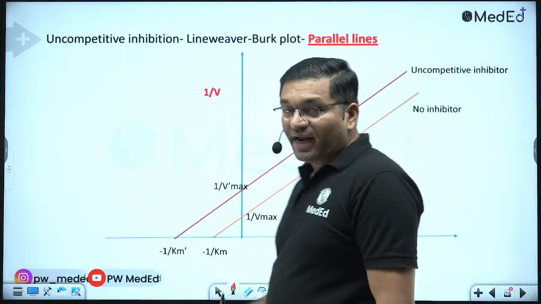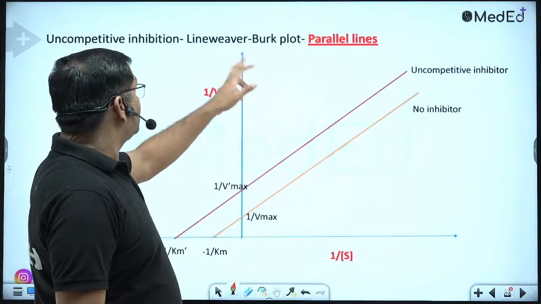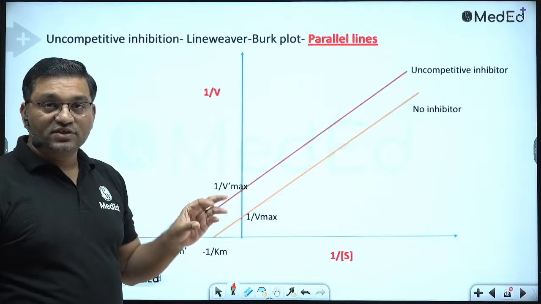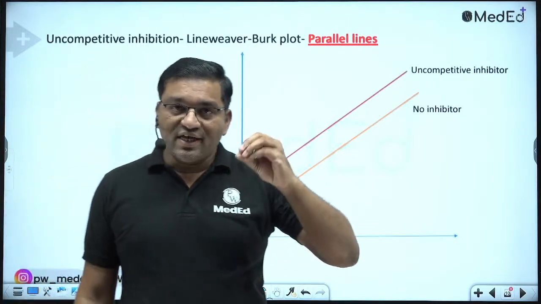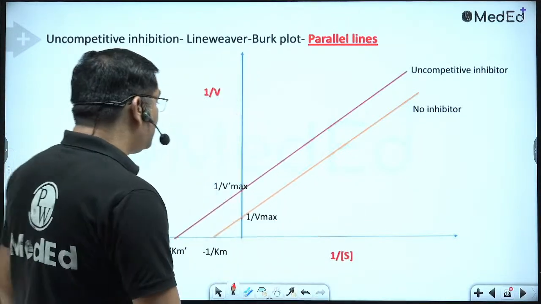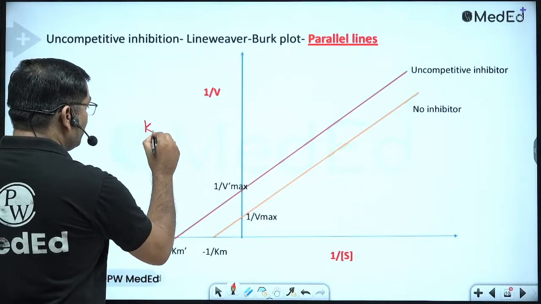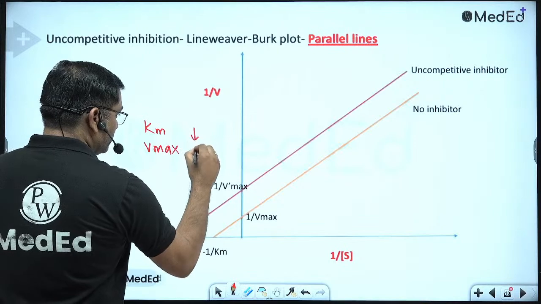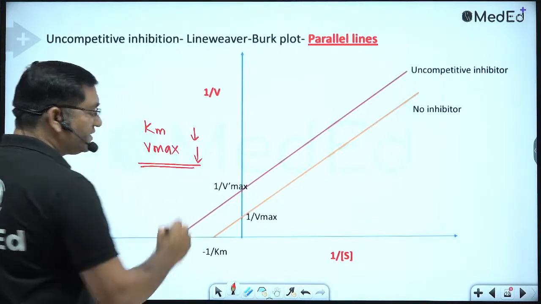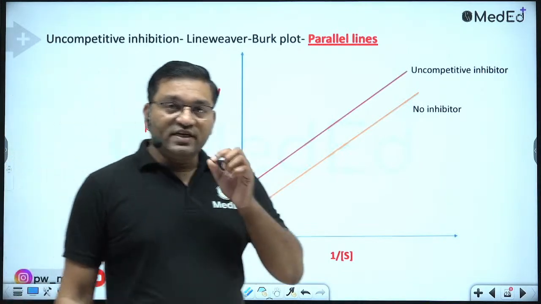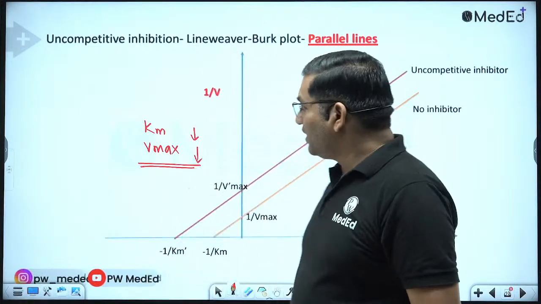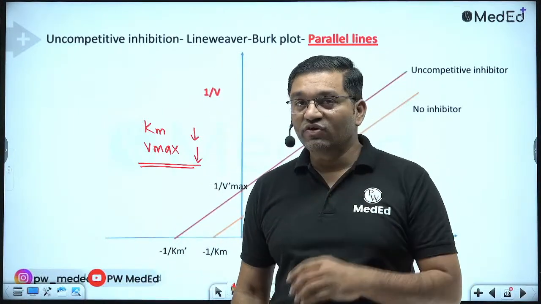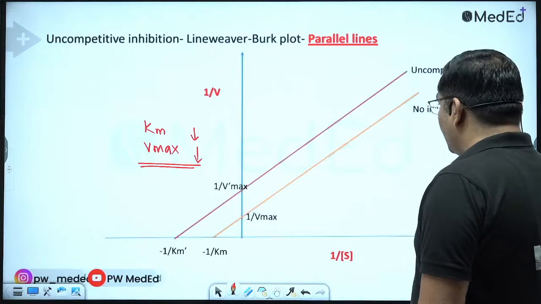Now these are the parallel lines. Parallel lines indicate uncompetitive inhibition. Here the inhibitor binds with the enzyme substrate complex, and in this type of inhibition both Km and Vmax decrease. The example is phenylalanine, which inhibits placental alkaline phosphatase. Also, one drug, mycophenolic acid, inhibits IMP dehydrogenase.